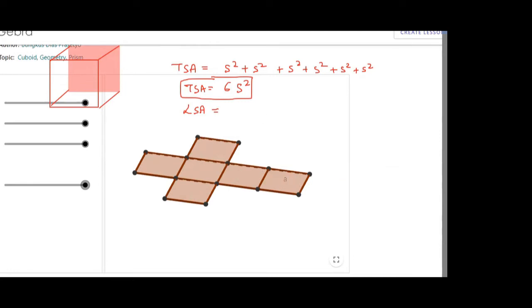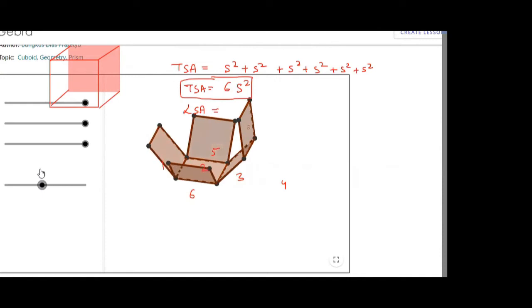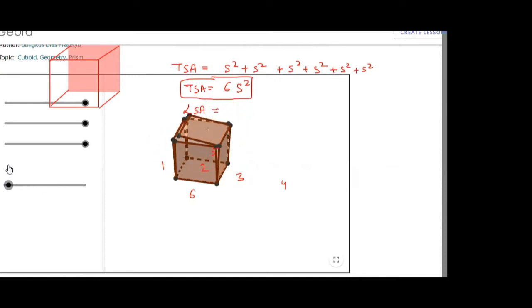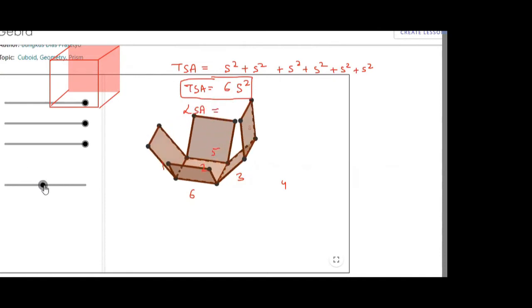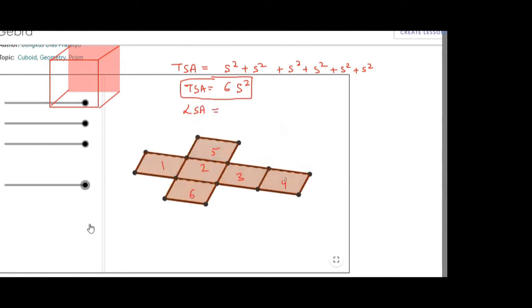Out of these 6 faces, 1, 2, 3, 4, 5. Sir, 1 and 4 are the ceiling and the floor. 1 and 4? Let's go back and imagine. Oh, it's 2 and 4. Understood? 2 and 4 are the top and the floor. Sana, is it clear?